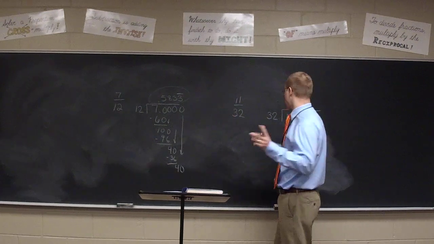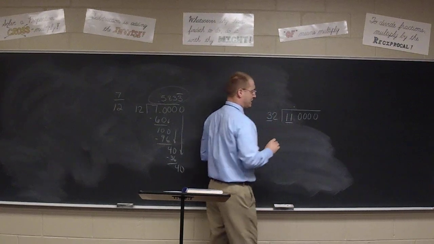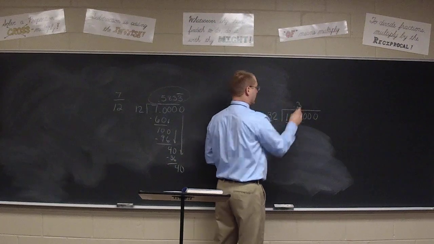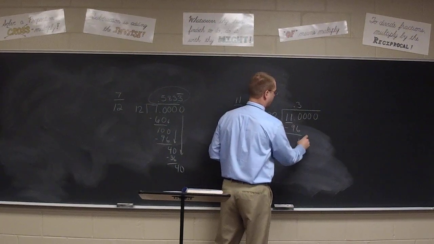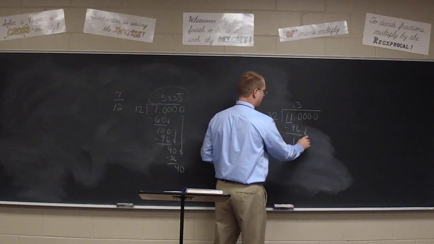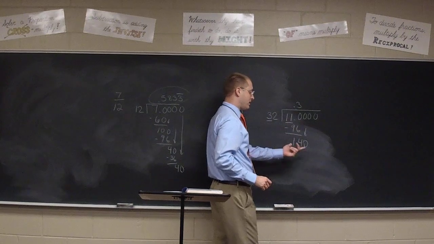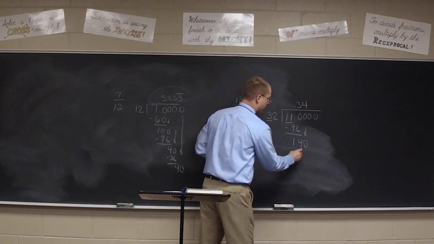Good to go? Looking at this one here, how many times does 3 go into 11, class? 3 times. So that means 32 should go into 110 3 times. 3 times 32 is? 96. We'll subtract. That'll give us a 14. Let's bring down the 0. Well, if 32 goes in 3 times to 110, then into 140, it should go in 4 times. And 4 times 32 should give us 128.